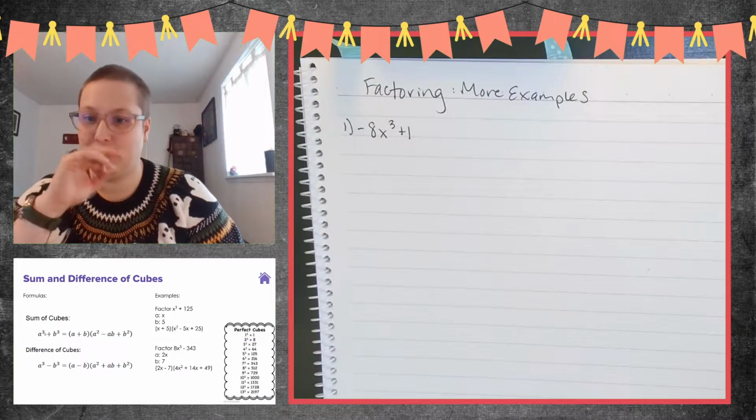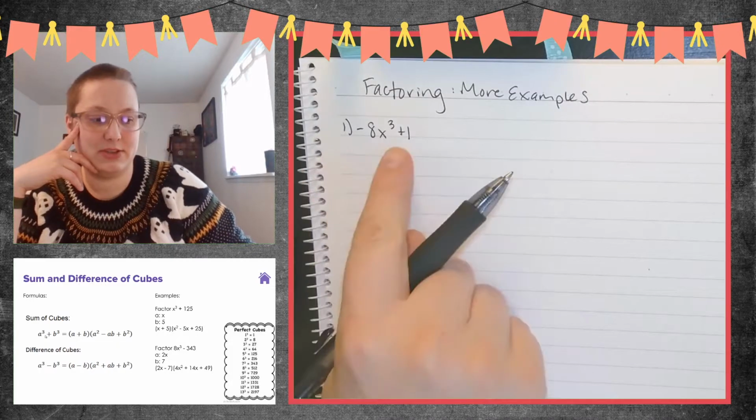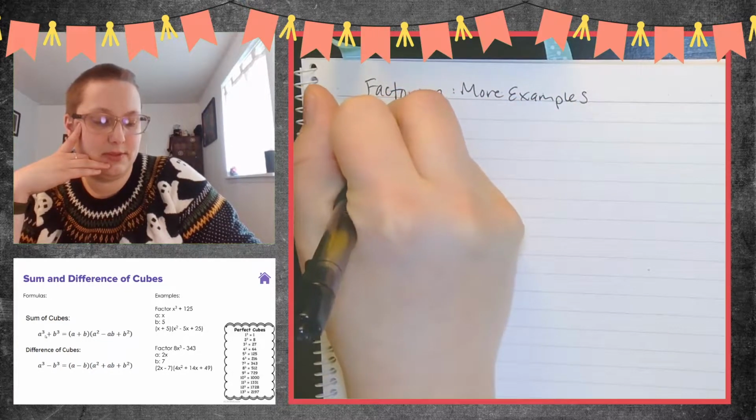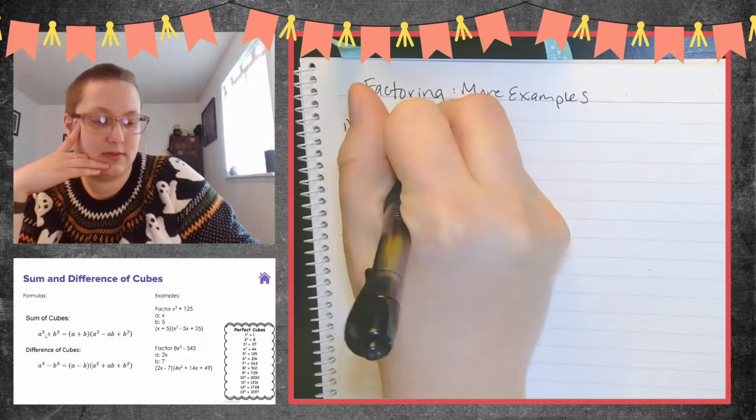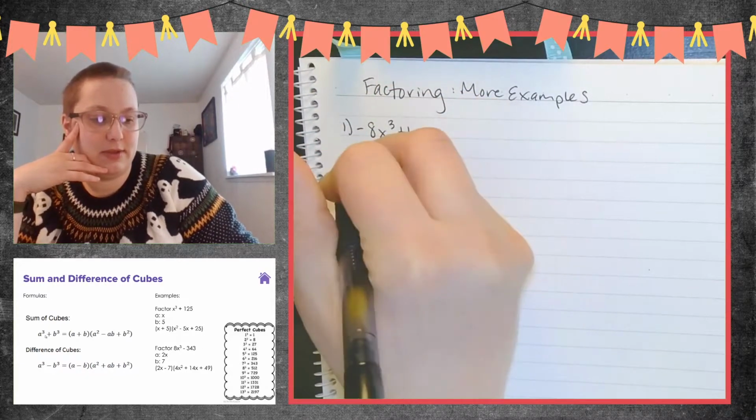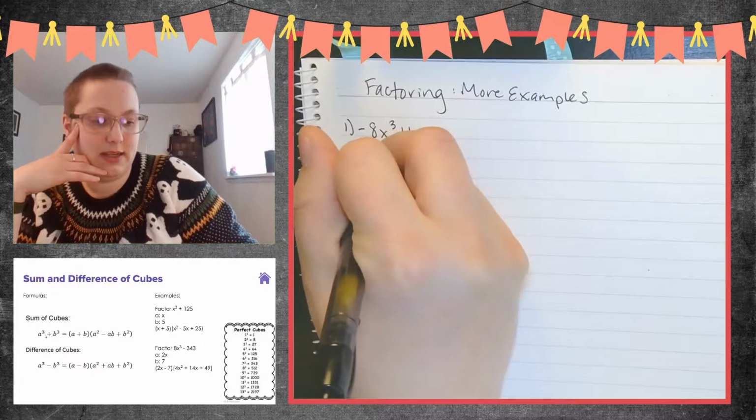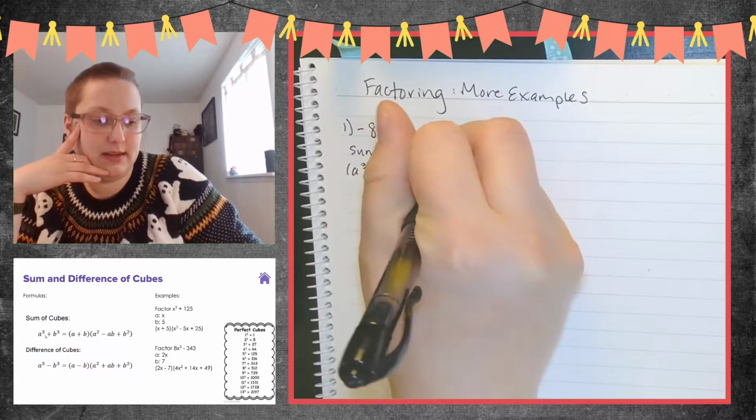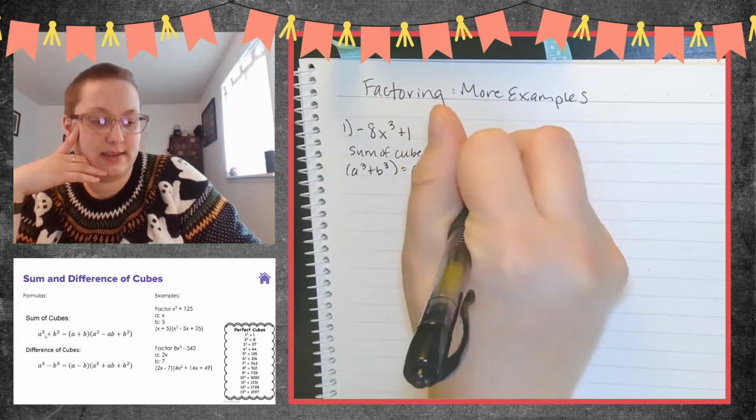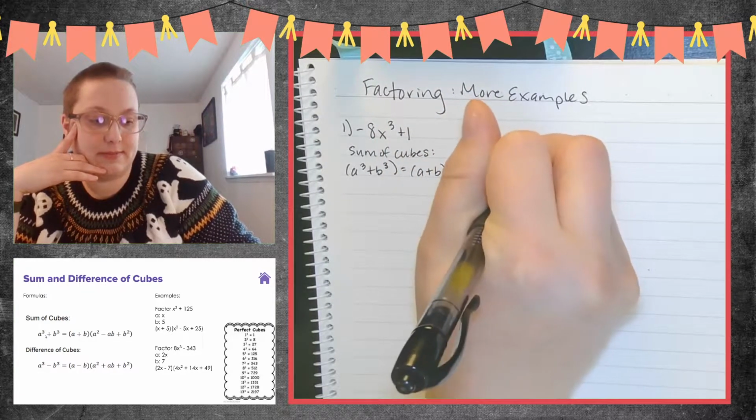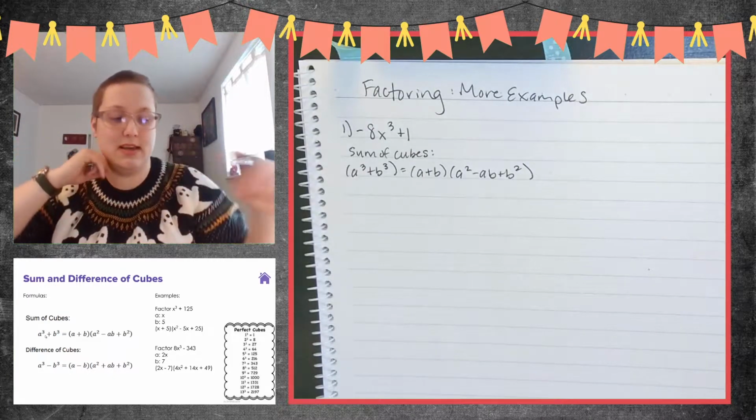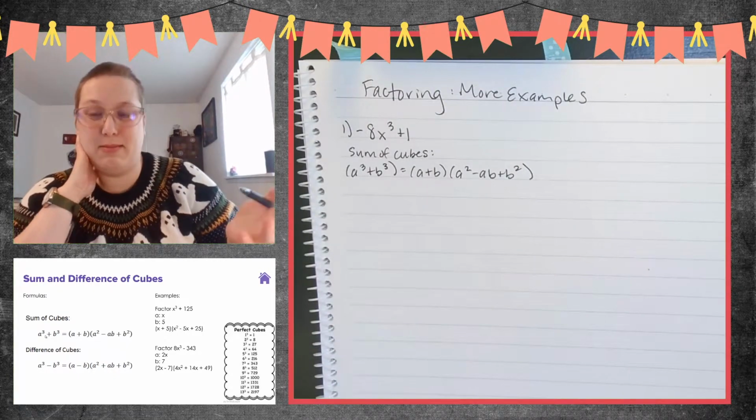So let me go over to this one. This is a sum of cubes because there's a plus in the middle, which means that my formula is that a cubed plus b cubed becomes a plus b times a squared minus ab plus b squared. So that's on this page right below me. Okay, so I have to identify what a and b are.